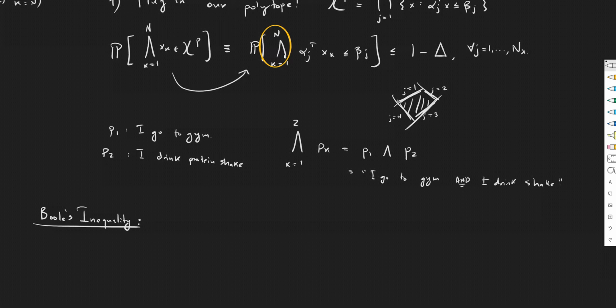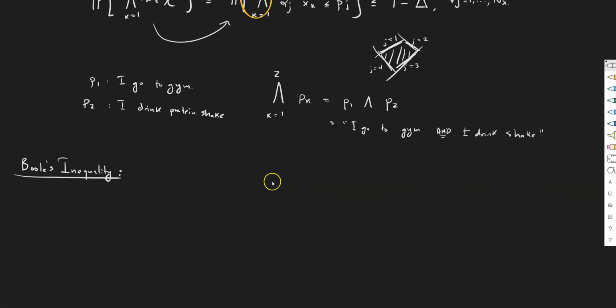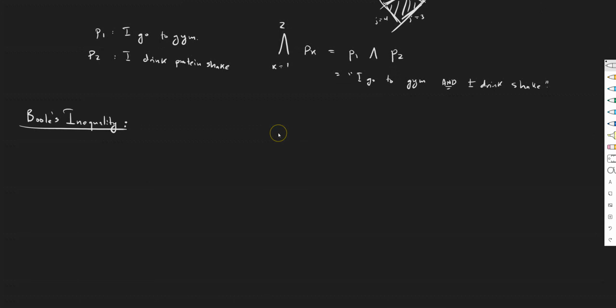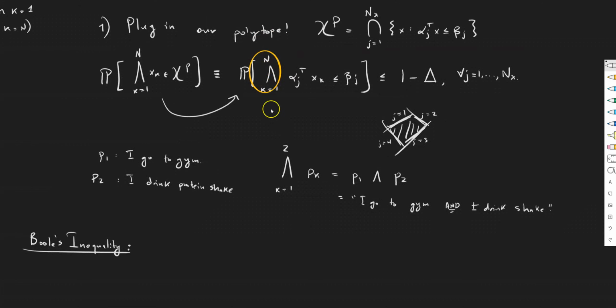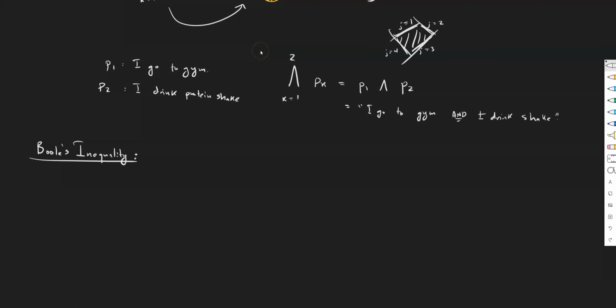What is Boole's inequality? Boole's inequality gives us a means to take a joint chance constraint, as we have here, over the whole horizon and break it up into individual chance constraints. So let me just write this down a little more in English. Boole's inequality turns joint chance constraints to individual chance constraints.